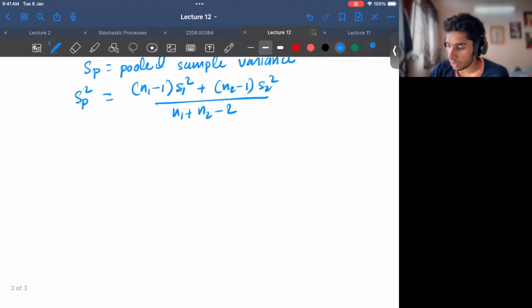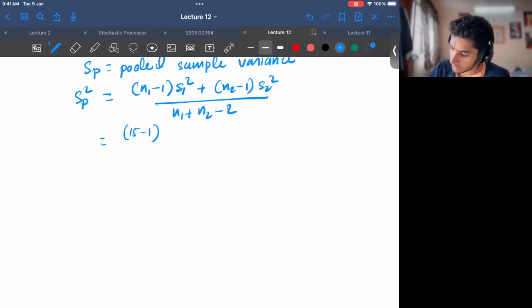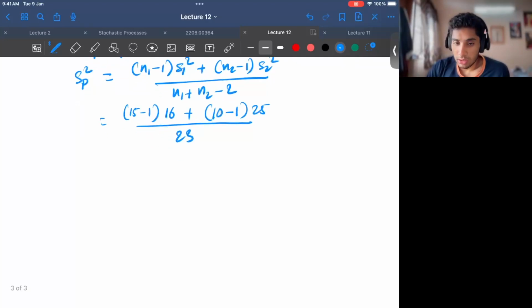So N1, N2, all of these variables are known to you. So this will become 15 minus 1 times S1 square. S1 is known to you, which is 4, so S1 square is 16, plus N2 minus 1. N2 is given to you to be 10, minus 1 times S2 square. S2 is 5, so S2 square is 25, upon N1 plus N2 minus 2. So 10 plus 15 is 25, and 25 minus 2 is 23.